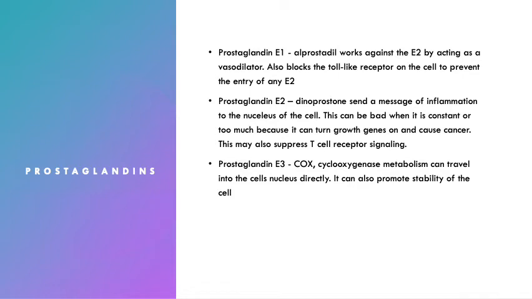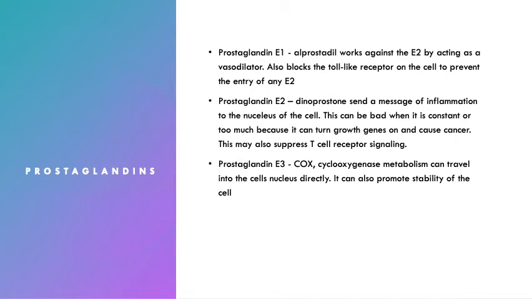A really important part that we have to look at and keep in mind are the prostaglandins, and in this process we are looking at prostaglandin E1, which is alprostadil, and this prostaglandin is going to work against E2, which is the second prostaglandin, and it does so by acting as a vasodilator. Additionally, it's going to block the toll-like receptor on the cell that's going to prevent entry of any of that E2.